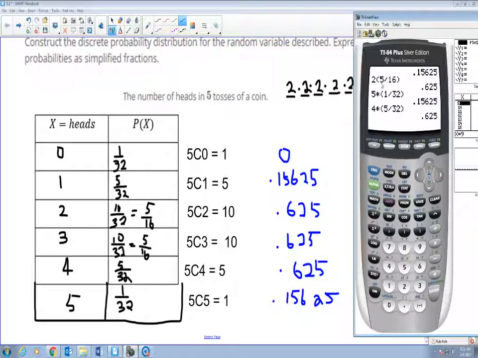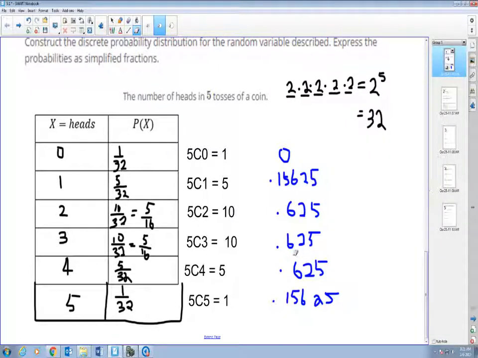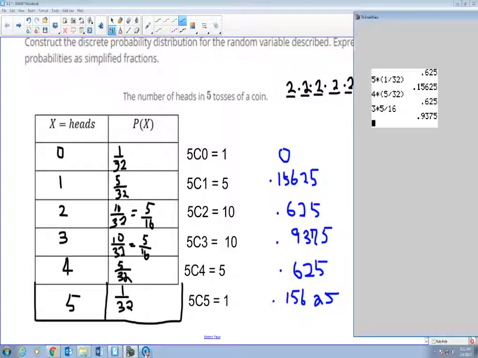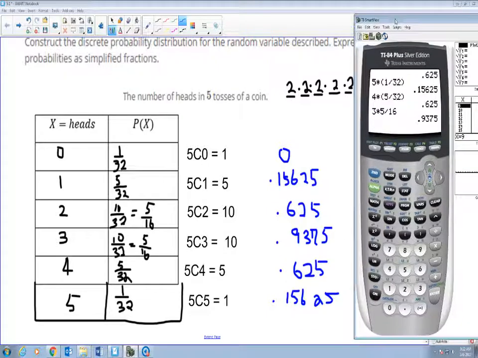I'm not sure I did it for the 3. I don't think I did for the 3 either. Jumping the gun a little bit. Three times 5 over 16 is actually 0.9375. I think I did the 2 earlier, just make sure I did it. 2 times 5 over 16.